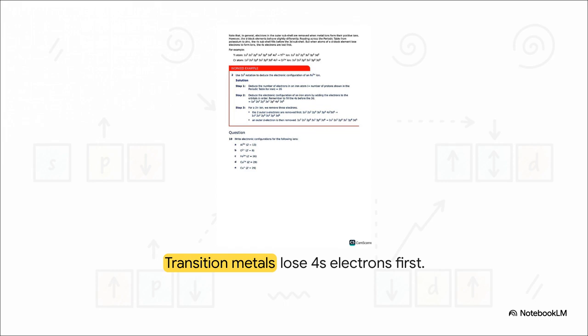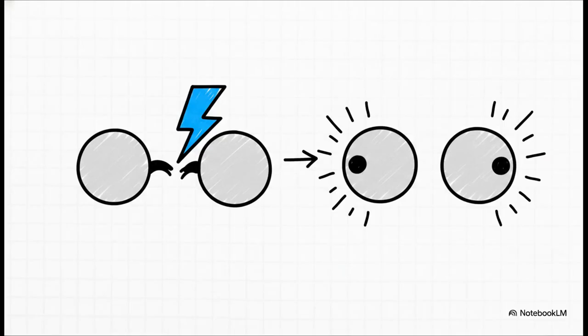When atoms of a d block element ionize, they actually lose their electrons from the 4s orbital before they lose them from the 3d orbital. So when titanium forms a 2+ ion, it ejects its 2 4s electrons first, leaving those 3d electrons perfectly intact. It's a really critical quirk of transition metal chemistry. But ions aren't the only way electrons get separated.